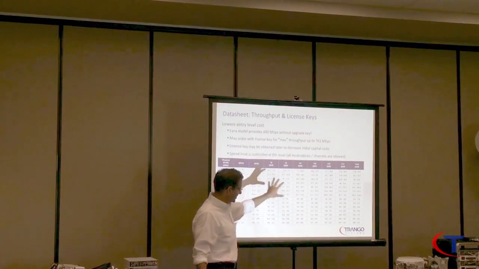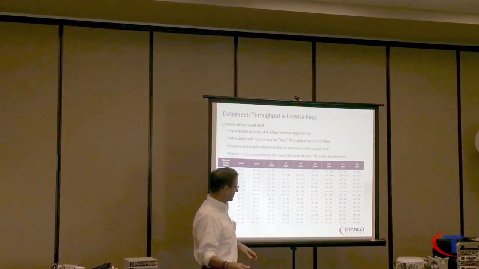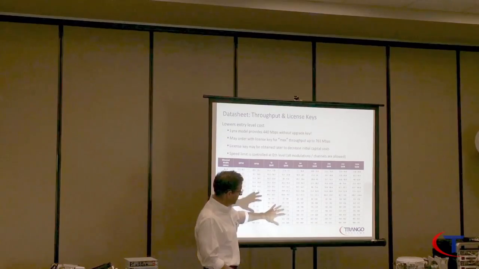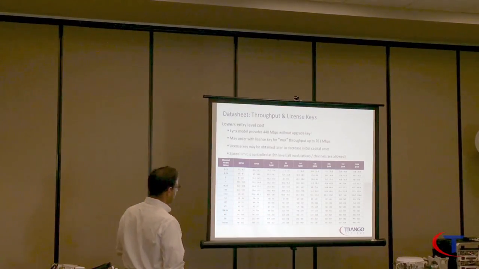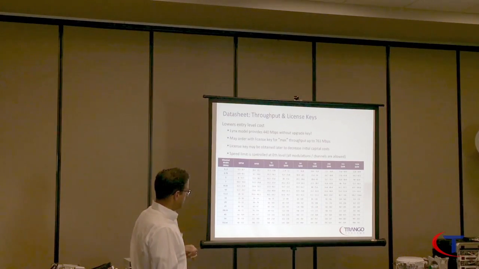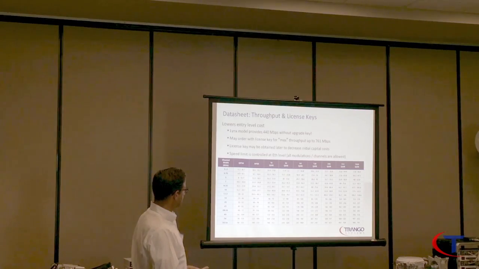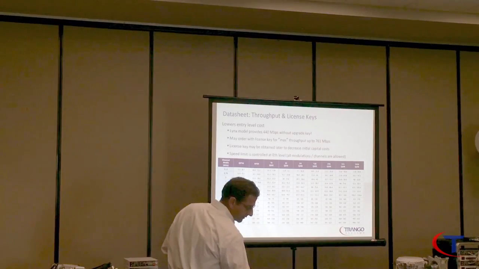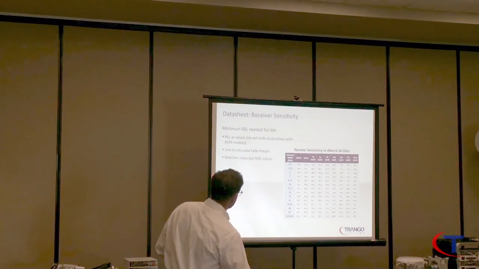So you increase your receive sensitivity but still maintain 100 megabits per second. This matrix is on the data sheet of every radio, and between the Lynx and the Orion, it's pretty much the same exact values. So based on this, we can help determine what your license, channel size, and modulation should be. The slide that goes along with this then is receive sensitivity.